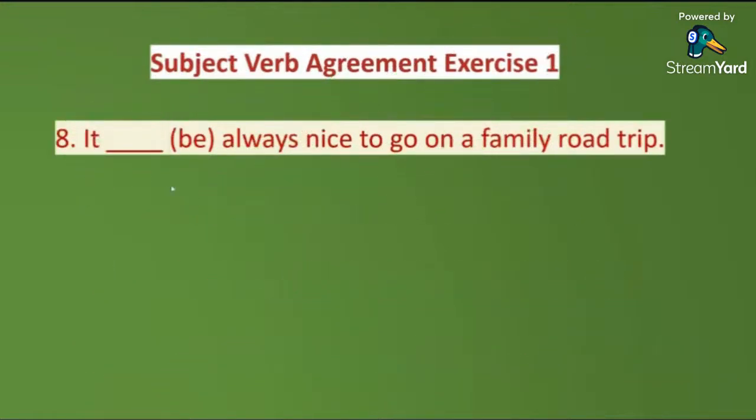Number 8. It blank always nice to go on a family road trip. So the verb inside the bracket is be. This time it is a be verb. So answer is, it is always nice to go on a family road trip.